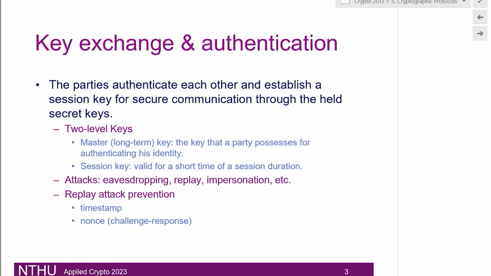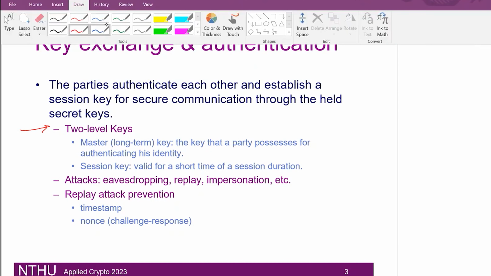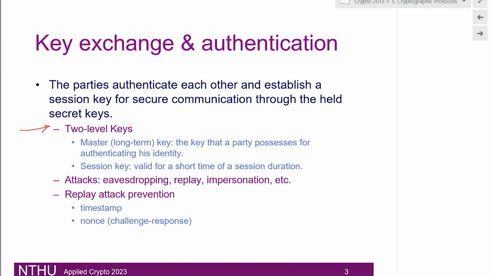files. So when they share a key, throughout these protocols you will normally see that we usually talk about two different keys. We have two level keys. The first type of key is what we call the master key, and these are keys that last a little longer.